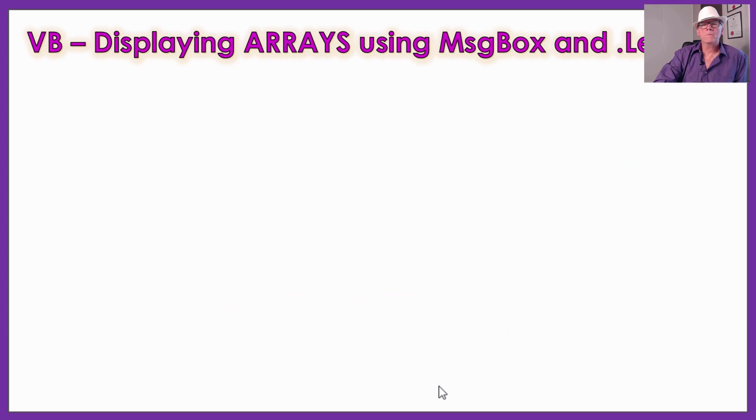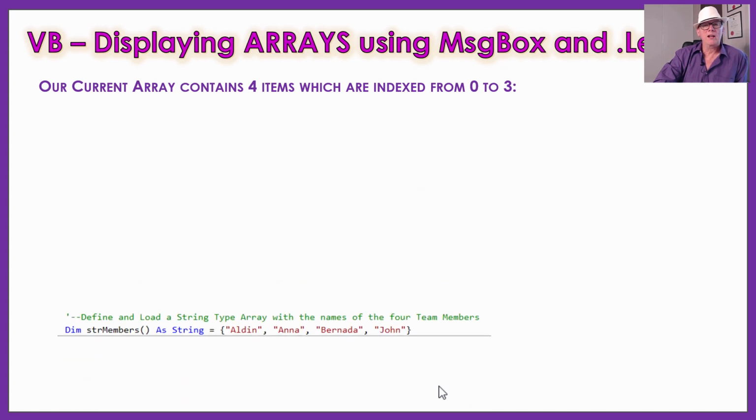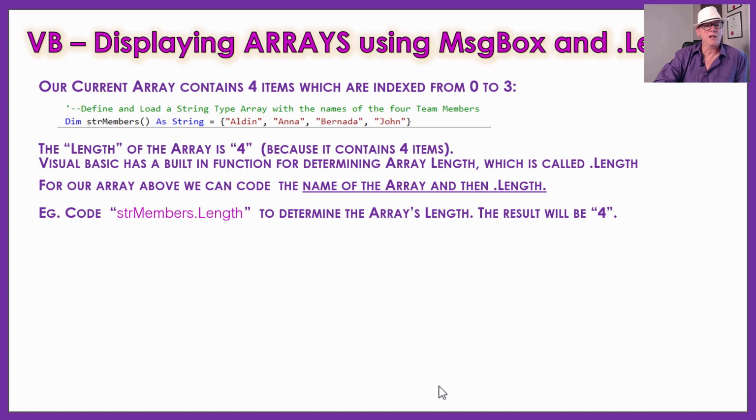All right, so now we could use message box and dot length. Instead of doing 0 to 3, the current array contains 4 items which are indexed from 0 to 3, like we were discussing previously. Now, the length of the array, how long it is, how many things are in it, is actually 4. Okay, so Visual Basic doesn't do weird things there. It does actually count 1, 2, 3, 4 for how long it is.